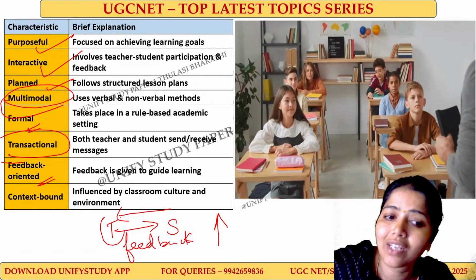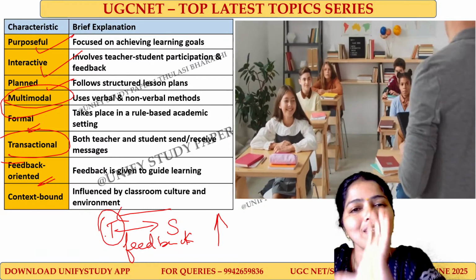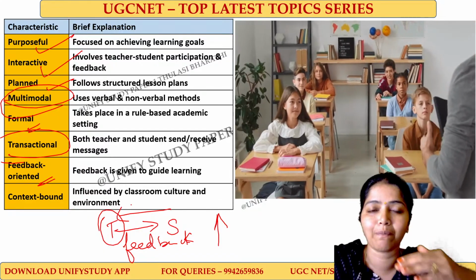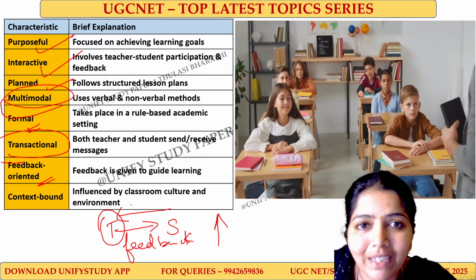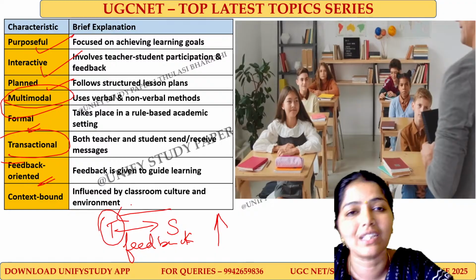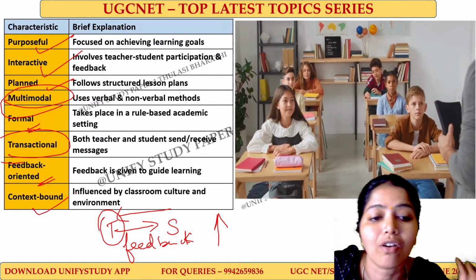So the teacher can also improve the way of teaching in order to make that teaching process effective and the communication process effective. So always the feedback will be done in both ways, so that the student can learn from a teacher, and the teacher can improve the teaching in order to be effective in terms of teaching. So the feedback oriented should be a classroom communication and context bound.